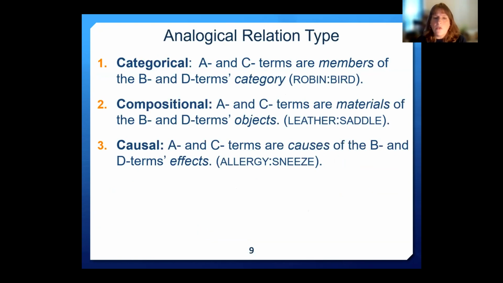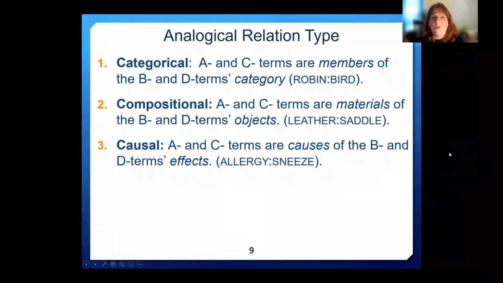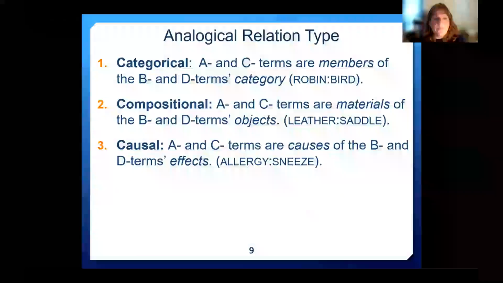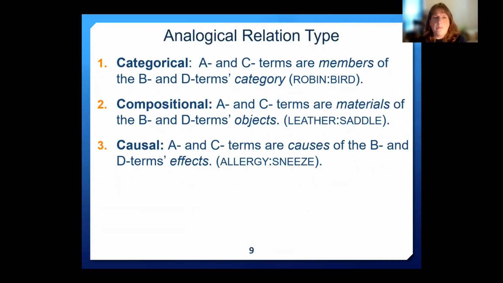Then we looked at 3 analogical relations. The first one is a very simple superordinate categorical, where the A and the C terms are members of the B and the D terms category. For instance, Robin is a member of bird. And compositional analogies entailed ones in which the A and the C terms are materials of the B and the D terms objects. I've also seen this relation used in the reverse order, where you had the object and then the material, like saddle leather.